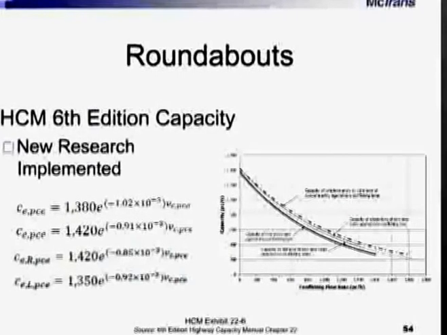This is a big one now, pay attention. In the 6th edition, that 1130 jumps by 20 or 25%, depending on the lane configuration situation. That's a big change in capacity. And again, that's because the researchers now have more data.